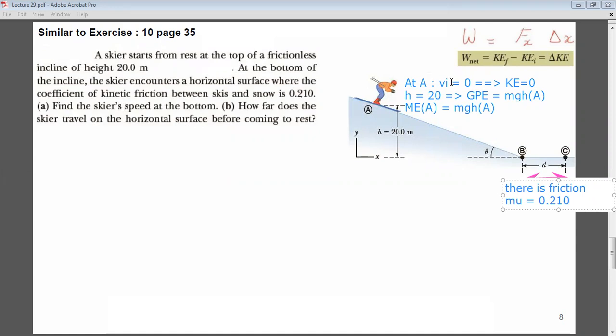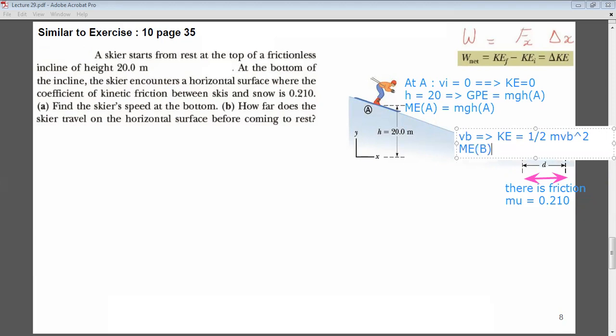So at A, I have V initial 0, kinetic energy is 0. I have H, so mechanical energy is mgh. At B, what do I have? At B, I'm at the bottom, so H is equal to 0. So there is no GP, but there is VB, which implies there is kinetic energy, which is half mvb square. So mechanical energy at B is equal to half mvb square. This is the information at B.